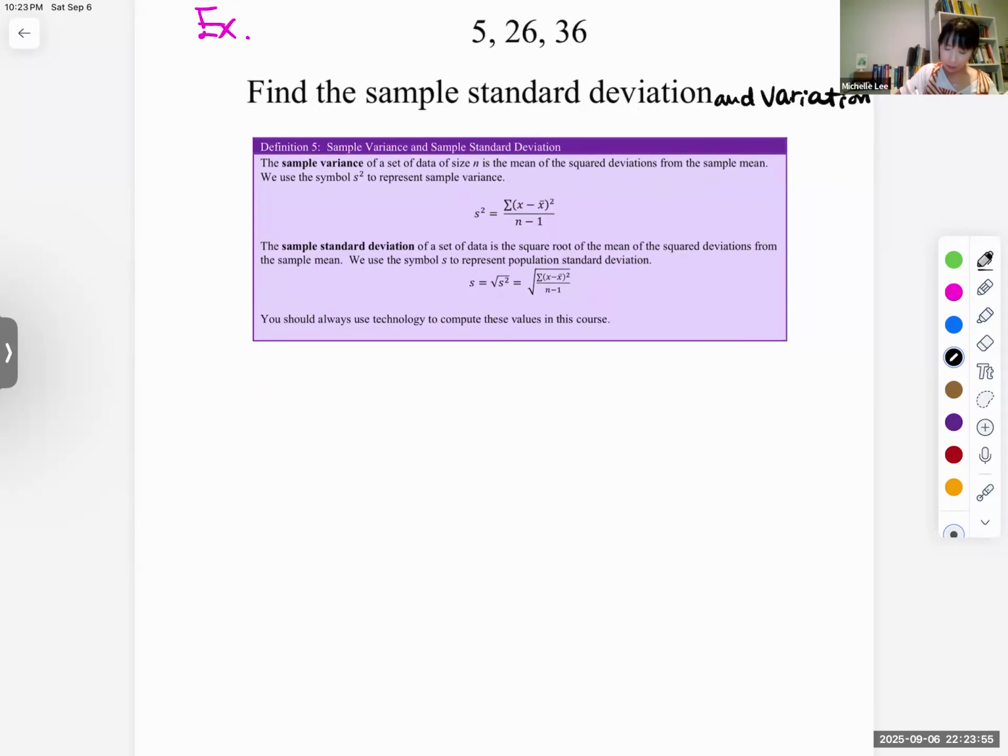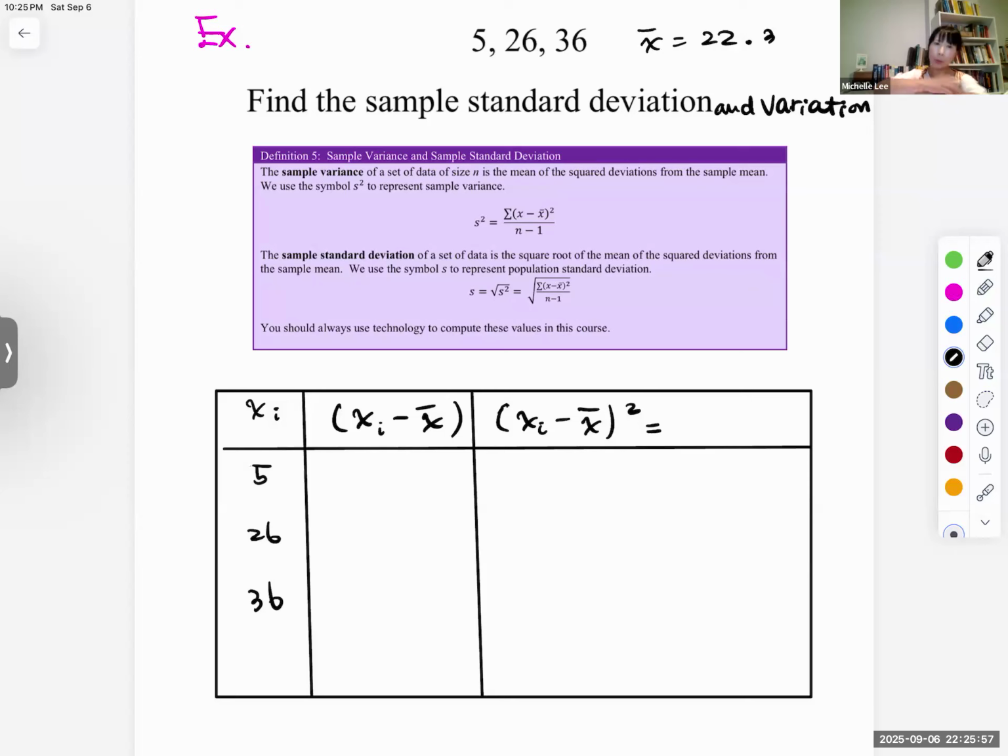Okay, so we have 5, 26, 36, right? So let me draw the table first. Okay, so I made a table. So x1 equals 5, x2 equals 26, x3 equals 36. And then I found the mean here. By the tip, if the original data set is whole numbers, we can round to 1 decimal place. If the original data set has 1 decimal place, then we can use 2 decimal places, right?